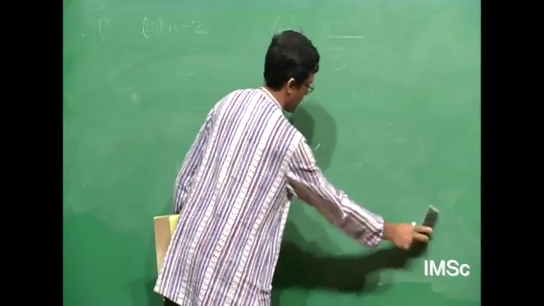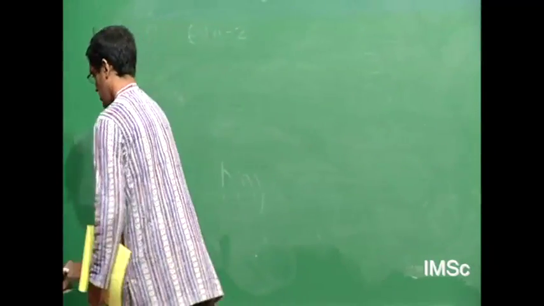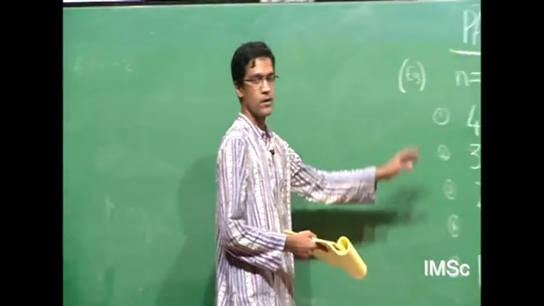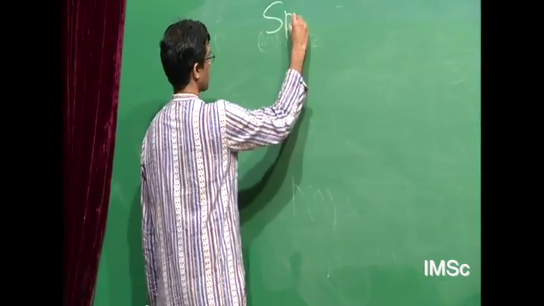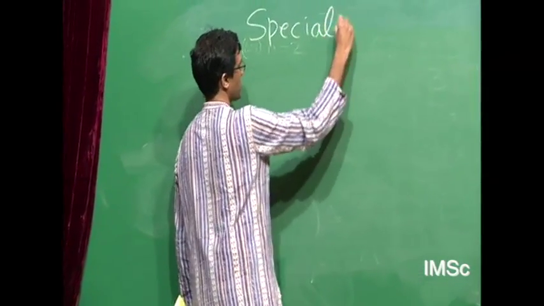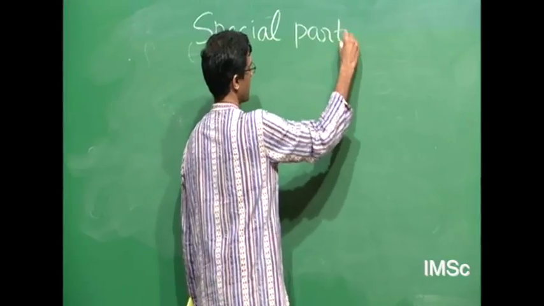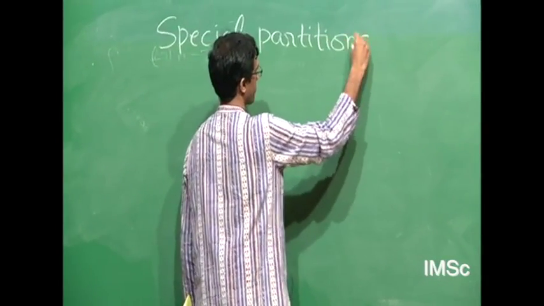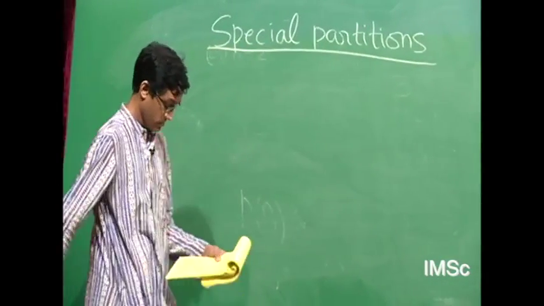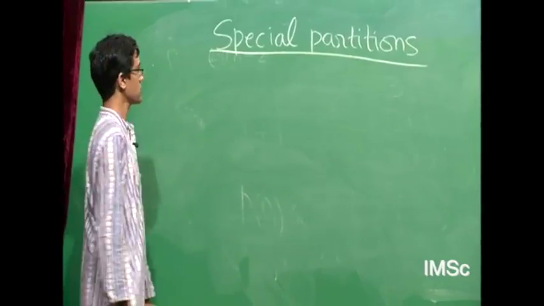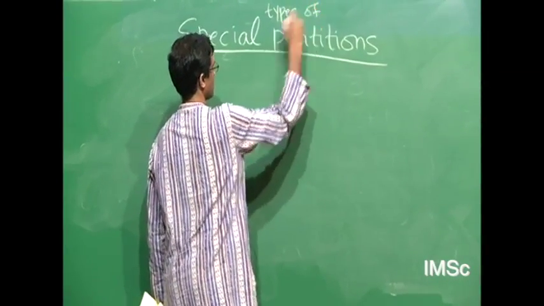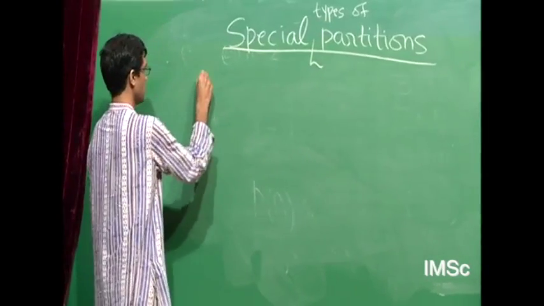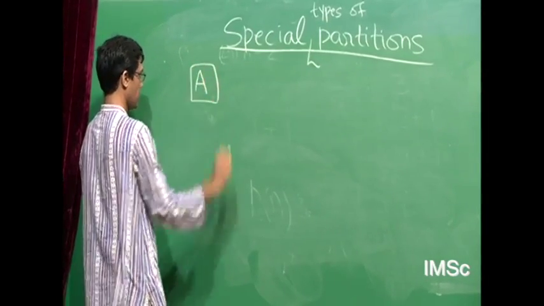Okay, so what I want to focus on, however, is some special kinds of partitions. Counting all partitions, even making this list, is a big task. Let's make the problem a little simpler. So let's say I want to talk about special partitions which have some additional properties. Special types of partitions. I'll name a few.